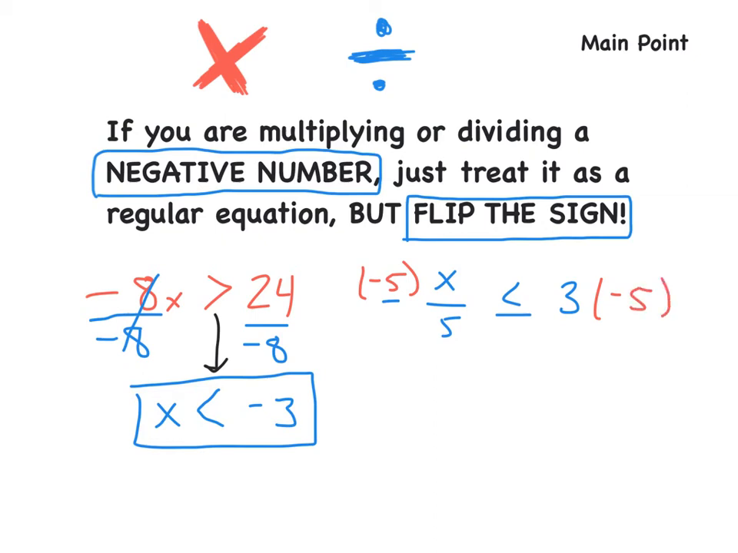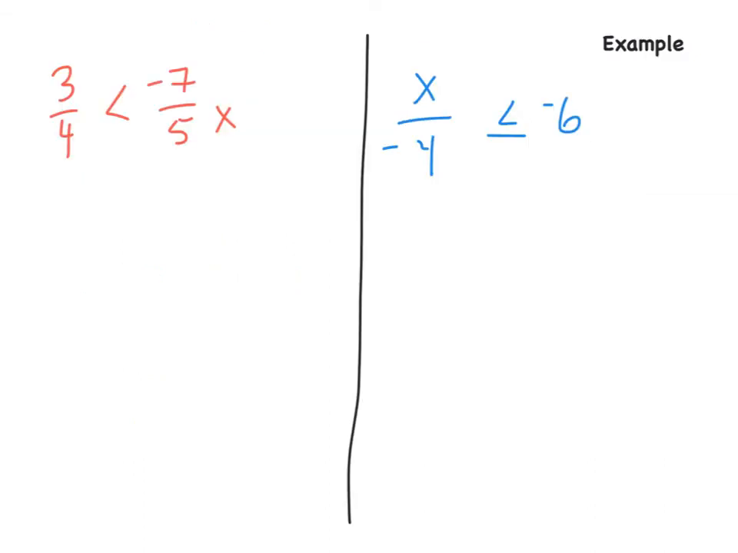Now we're multiplying by a negative, and when you multiply by a negative, remember you must flip the sign. Important. So 3 times a negative 5 is equal to a negative 15. So our final answer is x is greater than a negative 15. Alright, so I'm going to do the first one, you're going to do the second one.